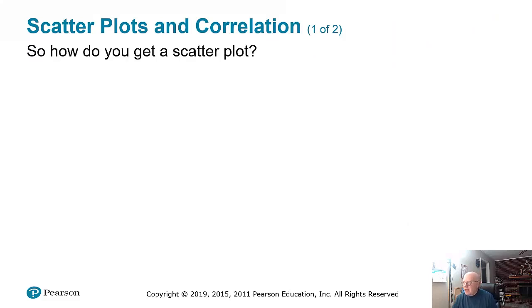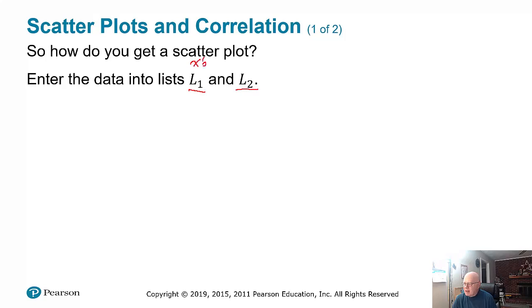So how do you get the scatter plot? Aha! Most of you haven't done this before. Now you'll be able to do that. We've already talked about putting numbers into lists. Well, that's the first thing you do. You go to Stat, Edit, and fill up list 1 and list 2 with the two variables, say like x's and y's. All you have to do is put it in.